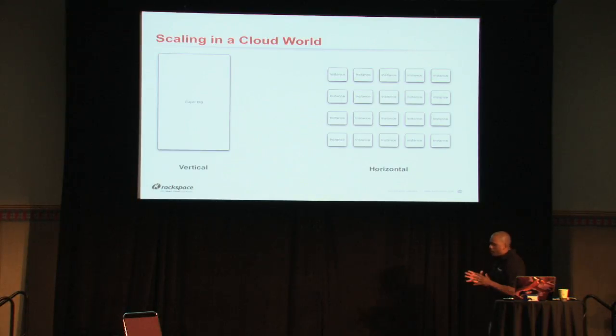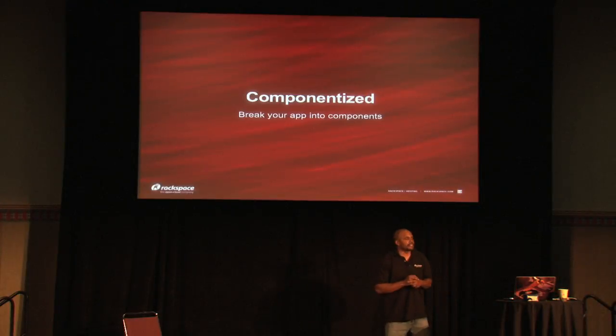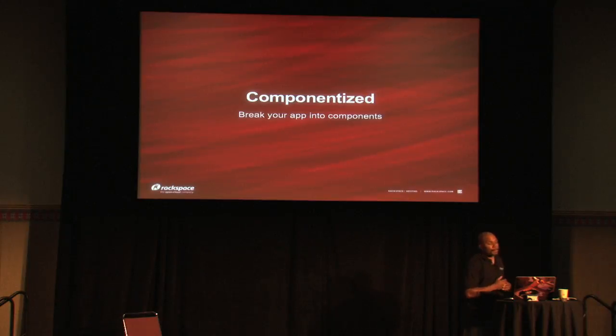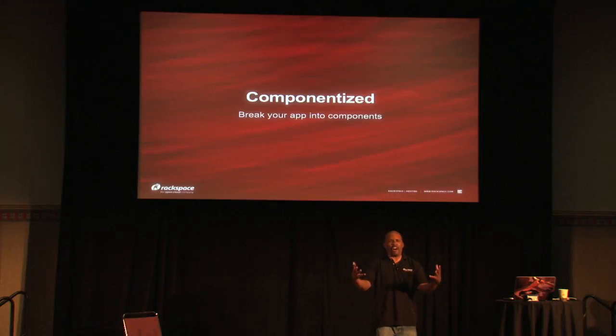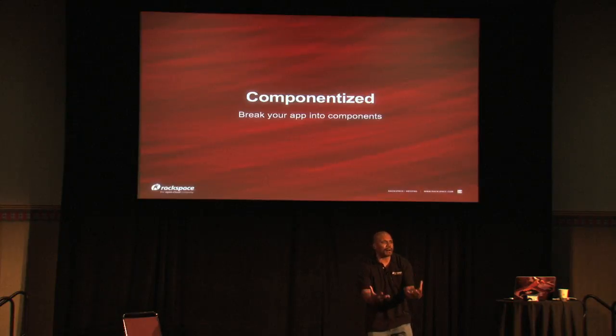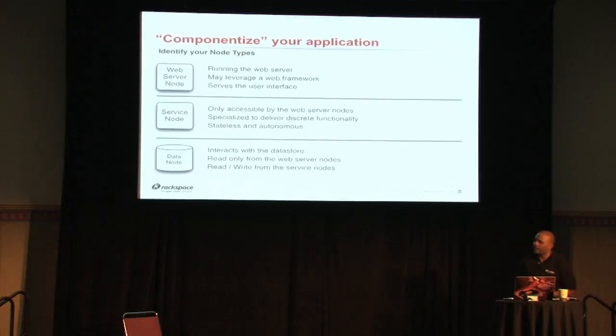Once we get our app to a point where we're able to scale horizontally, it opens a lot of opportunities for us. So how do I make my app horizontally scalable? Here's a couple suggestions I would give you. First thing is to componentize your app. Break your app up into components. When I first started writing software, I threw everything into one big honking coupled app that ran on this box. But I grew up and learned a little bit more about components.